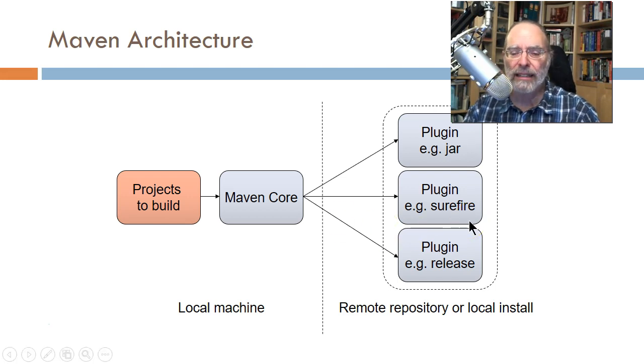So the basic architecture, and this is taken from an illustration from the Maven site, says that we have a project we wish to build. That project, by virtue of its POM file, passes into the Maven core, and the Maven core itself is made up of what are called plugins.